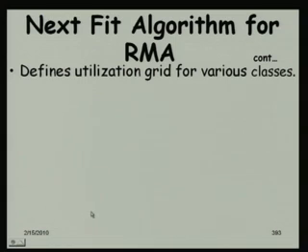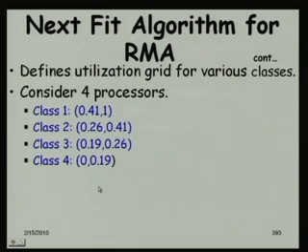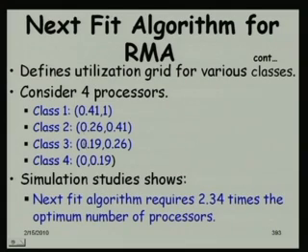So, if we think of this algorithm, it actually defines grids of utilization. If a task falls in some grid, then it belongs to that processor. So if we have 4 processors, we are trying to construct 4 classes. The first one is between 0.41 and 1.